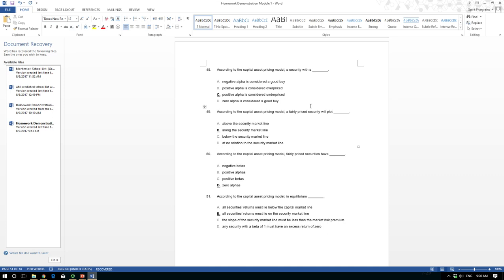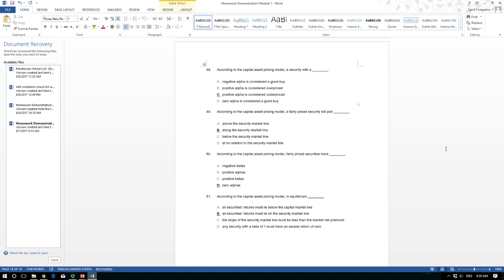So positive alpha means undervalued, and negative alpha means overvalued. So only C is correct. Positive alpha is considered to be undervalued. I mean you have to invest in undervalued stock in order to generate positive alpha. Positive alpha is the excess return.